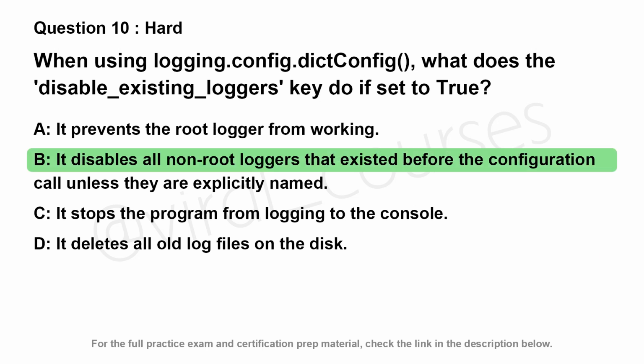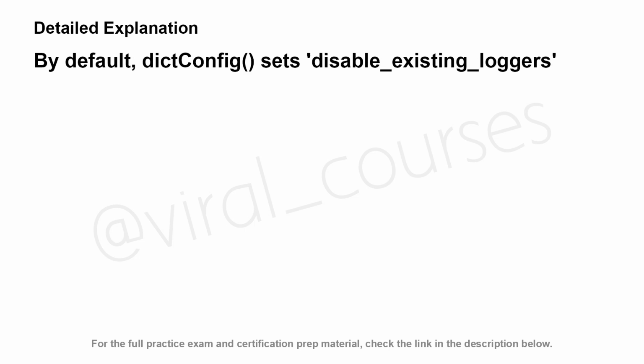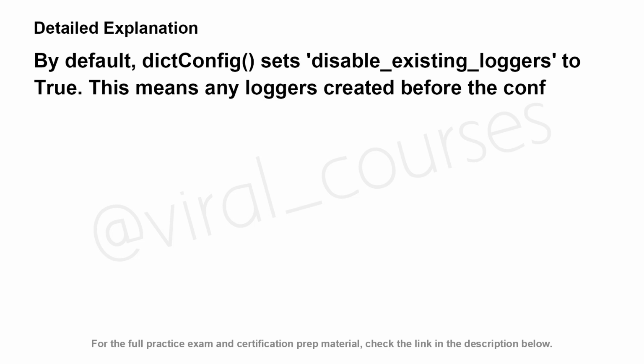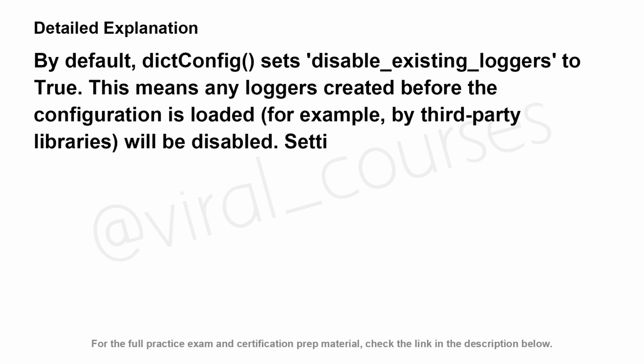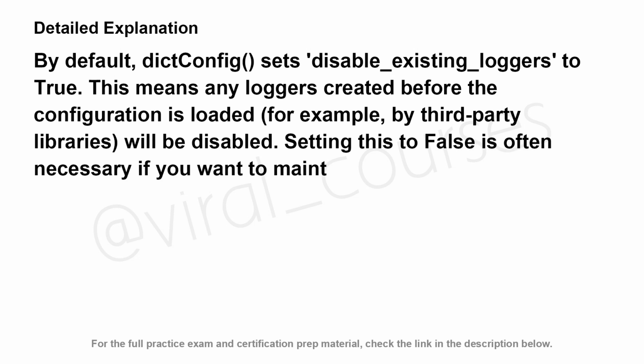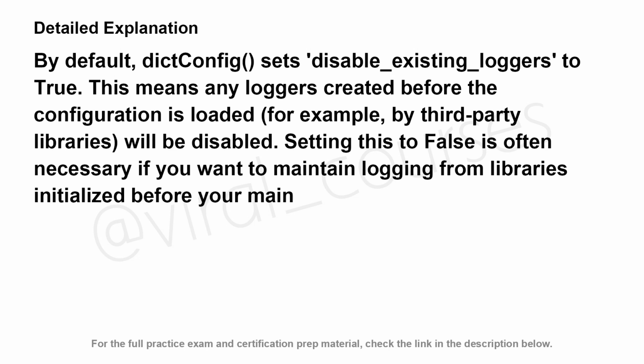The correct answer is B. By default, dictConfig sets disable_existing_loggers to true. This means any loggers created before the configuration is loaded, for example, by third-party libraries, will be disabled. Setting this to false is often necessary if you want to maintain logging from libraries initialized before your main configuration script.